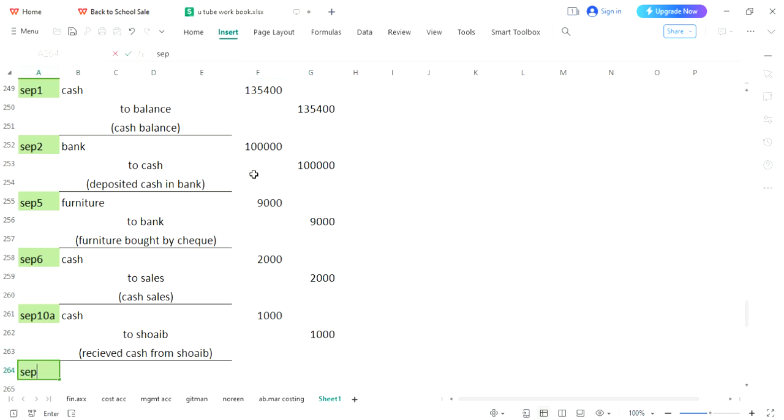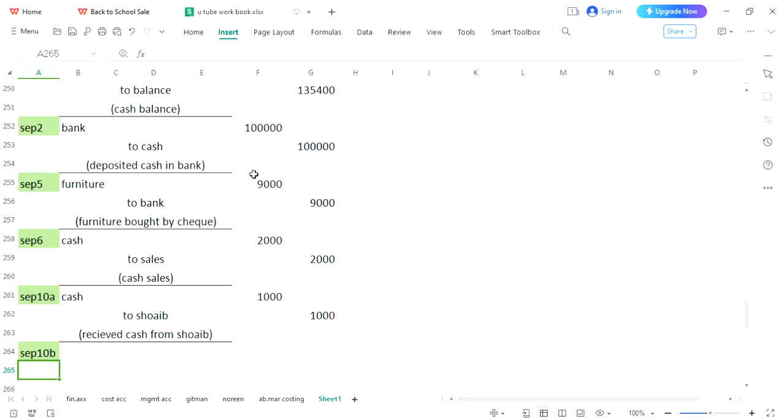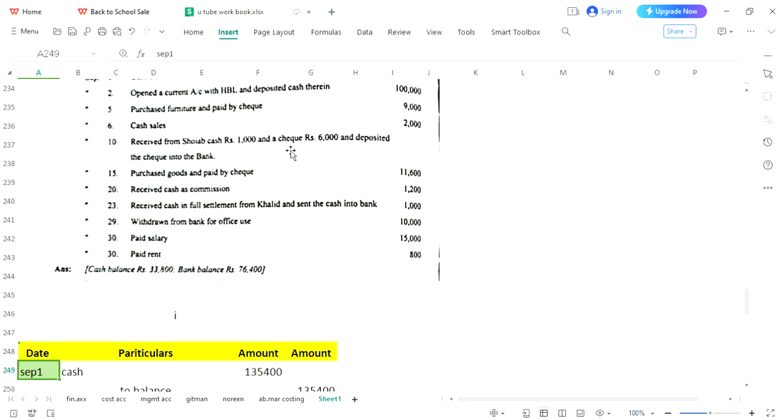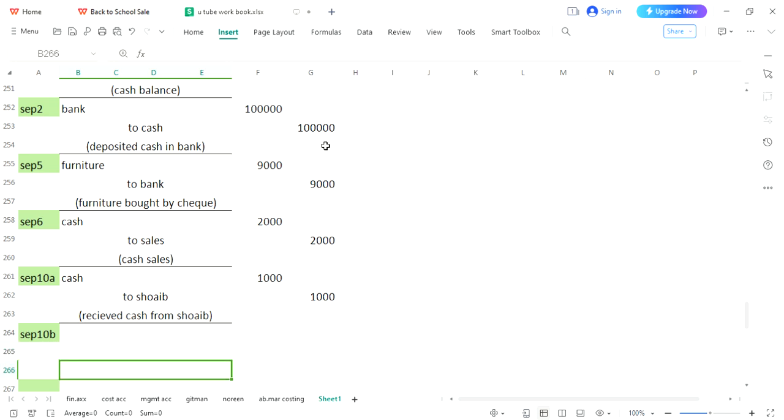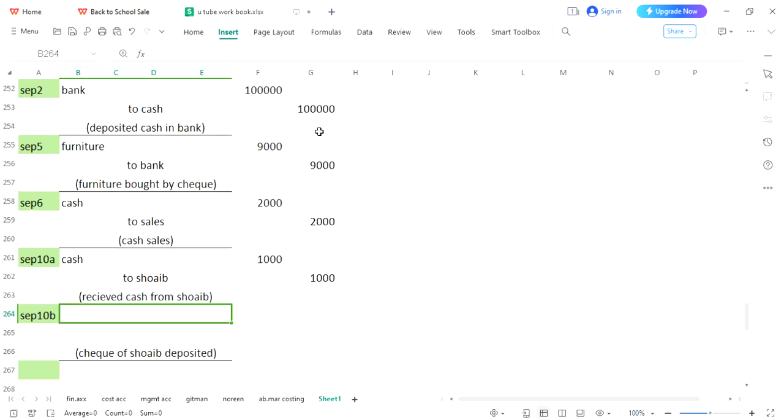Now we will see what B part is saying. Let's get back. And a check of 6,000 again and deposited the check into the bank. It means you have received check from ch8 and immediately that check has been deposited into the bank. You have received check from ch8 and immediately deposited that check into bank account. It means amount present in your bank account would be increased.